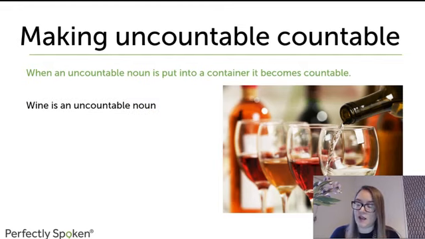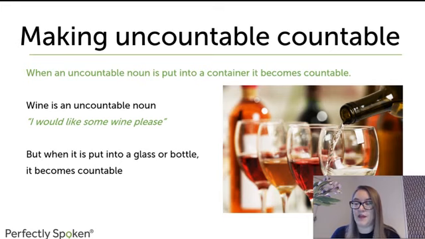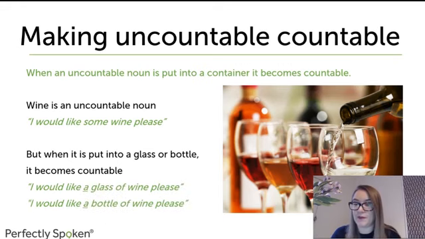Wine is an uncountable noun. I would like some wine, please. But when it is put into a glass or bottle, it becomes countable. I would like a glass of wine, please. I would like a bottle of wine, please. So this is when you might hear a or an or a number before an uncountable noun when it is in a container, because it's the container that we're actually counting.